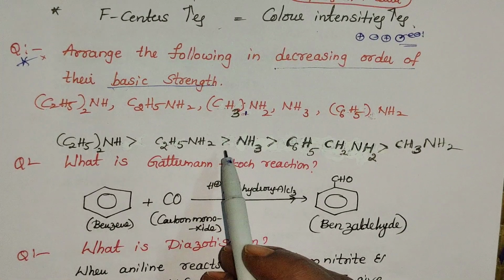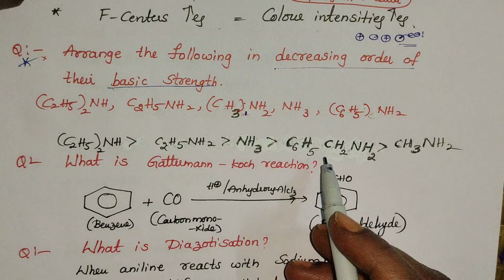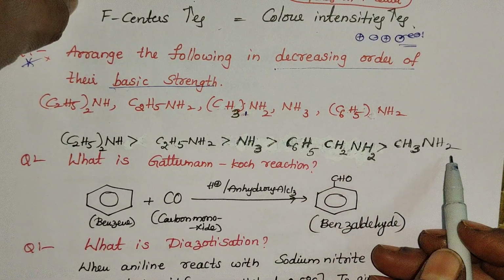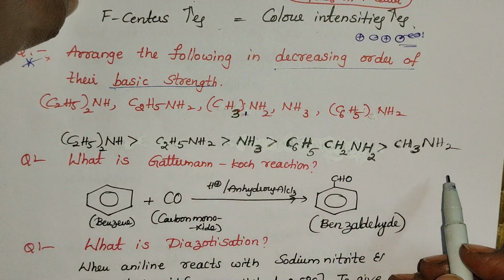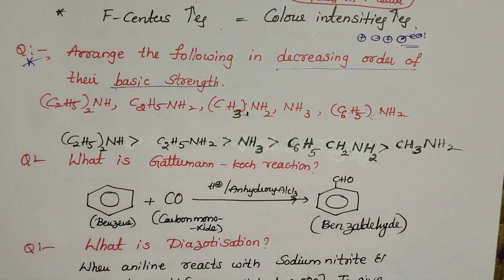And these are the alkyl groups and the middle one is ammonia, but here an aryl group is there. So phenyl NH2 is there, and CH3NH2. This is the basic strength order. Actually it has values and I can give them later. For your exam purpose this is enough.